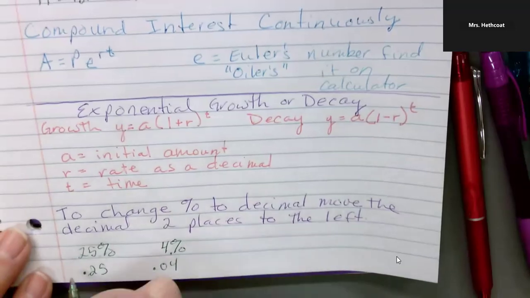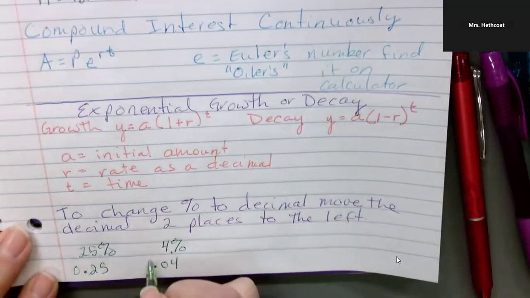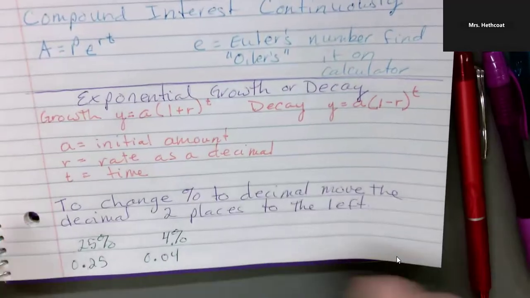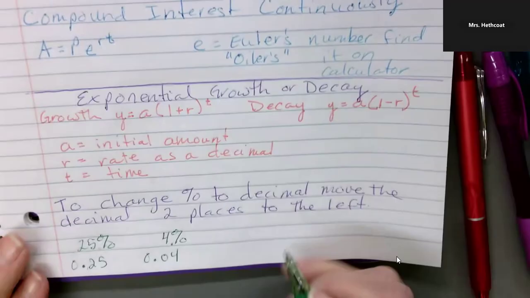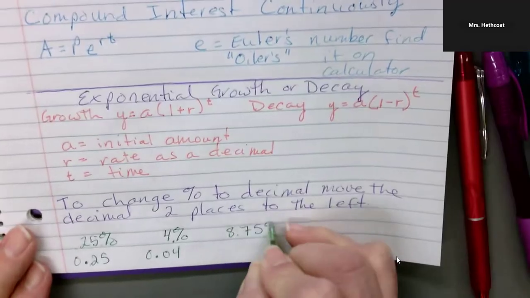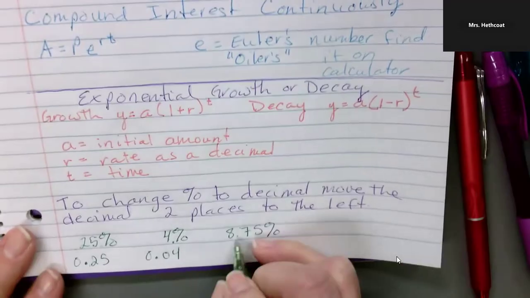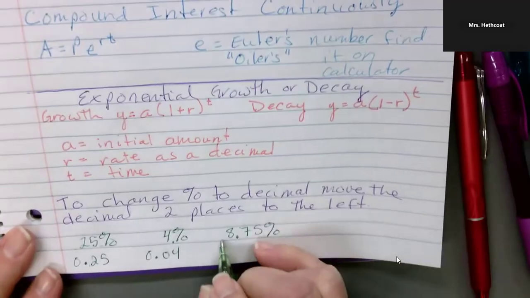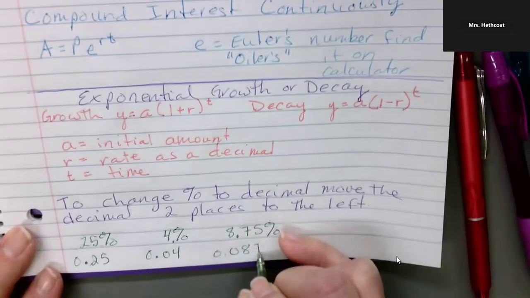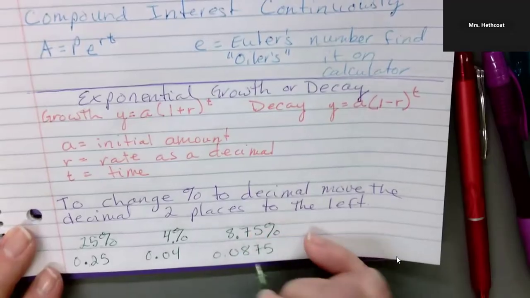And many people put a leading 0 out there in the ones place. I do prefer that, but neither is more correct than the other. What if we add something more complicated, like 8.75%? Again, here's your decimal, you're moving 2 to the left, so it would be 0.0875 because you cannot have two decimals in a number.